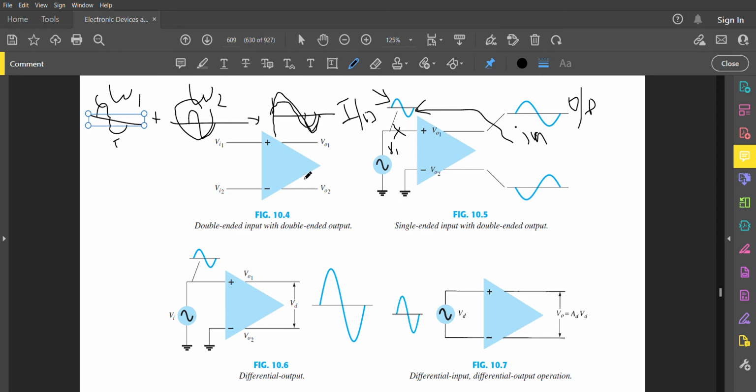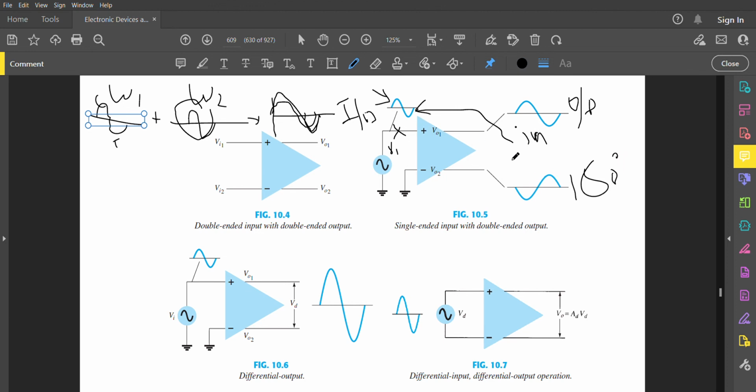Since I have told you that in this type of operation, single-ended input with double-ended output, whether we apply a signal here or here, we are expected to get output at both the ends. In this case, a similar thing will happen, but the direction will get reversed, or this will be out of phase with the input signal that we have provided at this end. This is the inverting end, so this becomes out of phase with the input. How much out of phase? This is 180 degrees out of phase with the input.